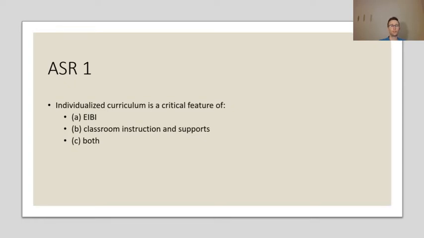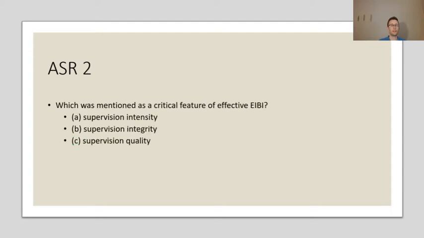Alright, I'll close the poll and the answer here is C, both. ASR 2, which was mentioned as a critical feature of effective EIBI? Was it A, supervision intensity, B, supervision integrity, or C, supervision quality?